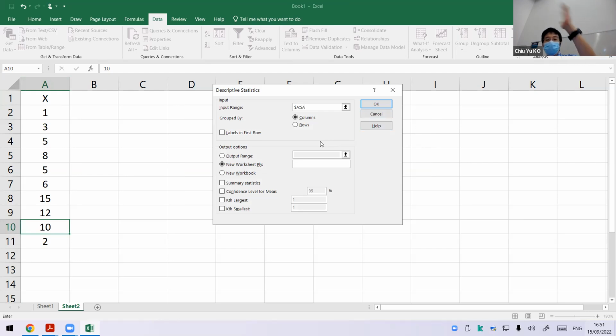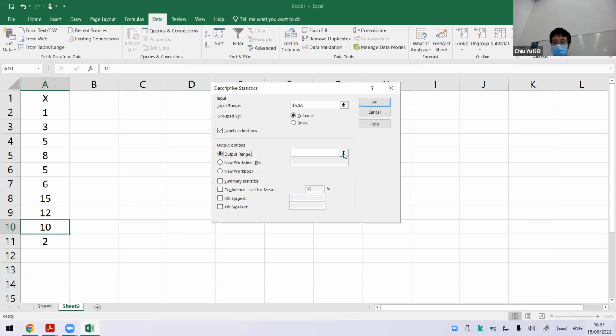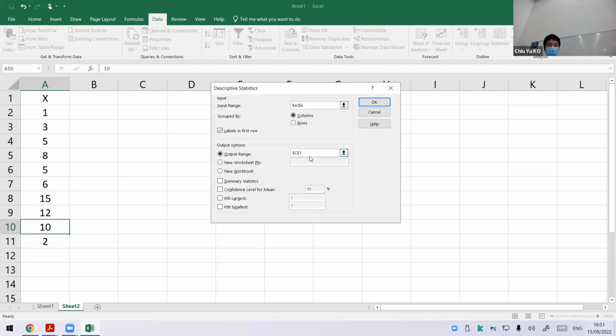If the data is by row, then choose by row. The second thing asks whether you have a label in the first row. Indeed, I have X as my label in the first row. If you don't have a label, then you don't. And the next thing is you want to tell it where to output your result. Usually, I want to output it within the same sheet, so I put, say, C1. It doesn't really matter which one you choose.